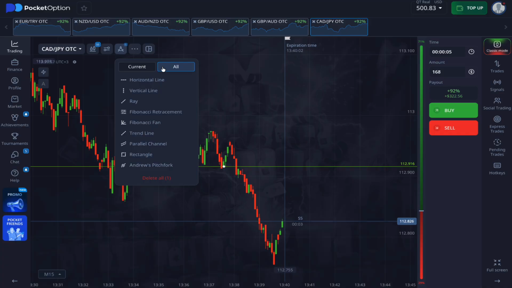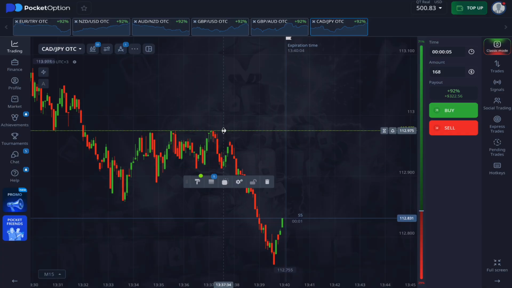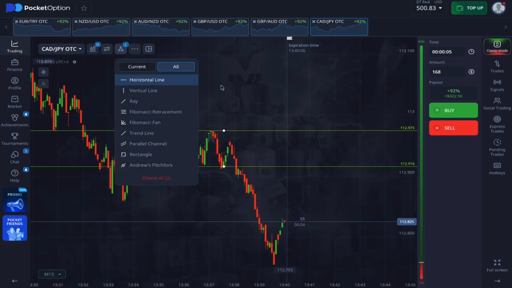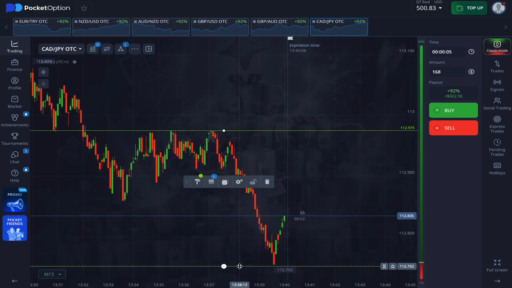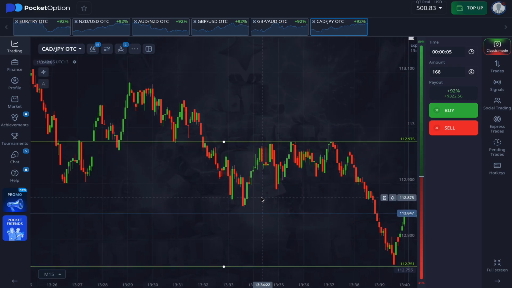Let's do a quick technical analysis on this asset. Right away, I'm marking the local resistance level. I'll also mark the most recent low on this asset here. We can see a downward subtrend on this currency pair.